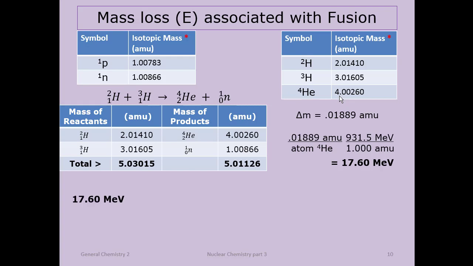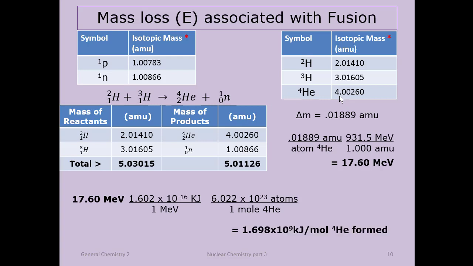And then I asked you to convert it back to kilojoules per mole, just so you'd have a relative reference point to the regular chemical equations we've learned throughout General Chemistry 2. There's 1.6 times 10 to the minus 16th kilojoules per mega electron volt. Finish out this conversion using Avogadro's number, again pulling in a few more significant figures than you may normally use. Your final answer is about 1.698 times 10 to the 9th kilojoules per mole of helium-4 formed. And again, we're on that order of magnitude of about 1 billion kilojoules per mole in these fission and fusion nuclear equations.